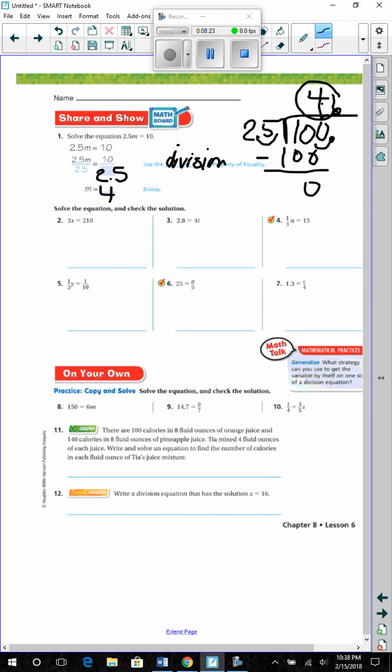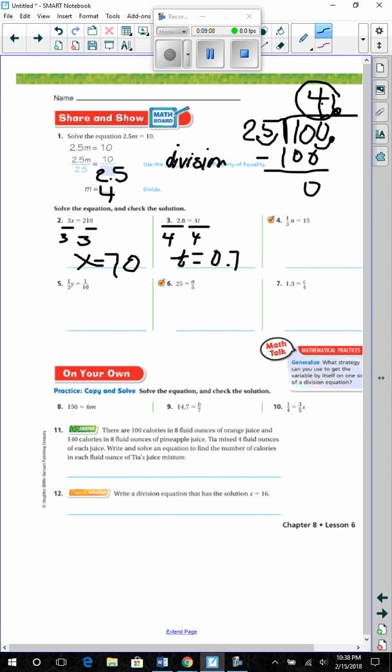Number 2. 3x equals 210. Then you would get x equals 70. 2.8 divided by 4. Now I'm going to let my group use calculator, so go ahead and use your calculator on this one. You are going to divide each side by 4 because that is the coefficient next to the variable. So you're going to end up with t equals 0.7.